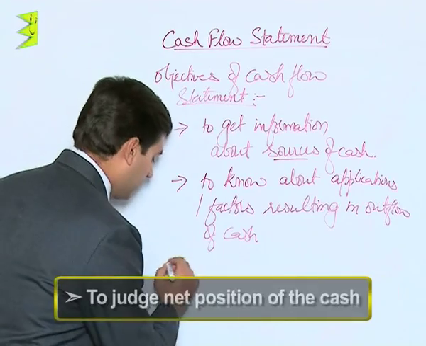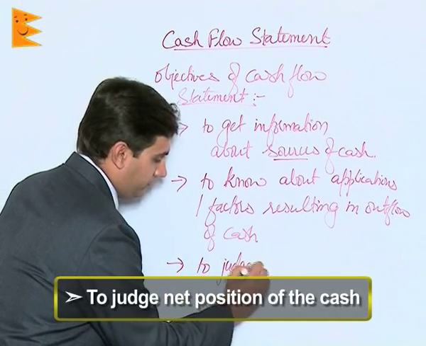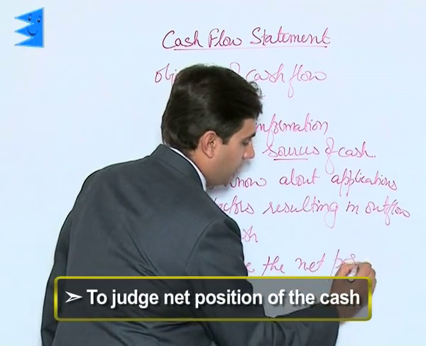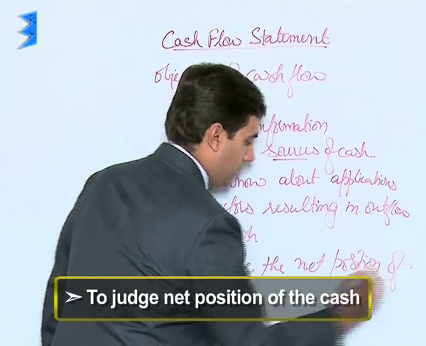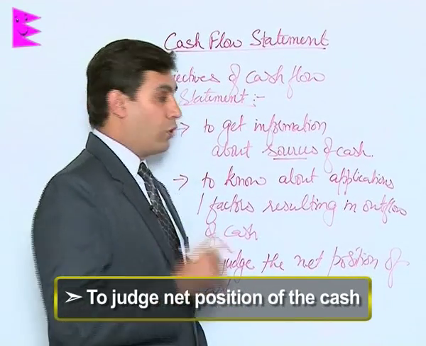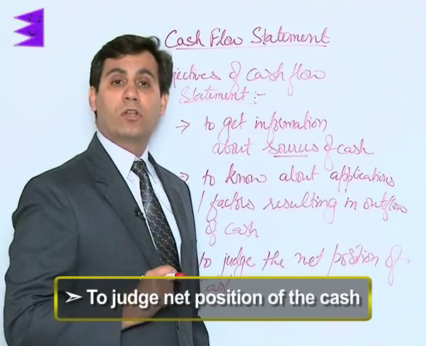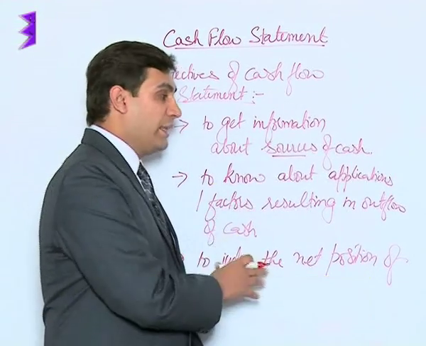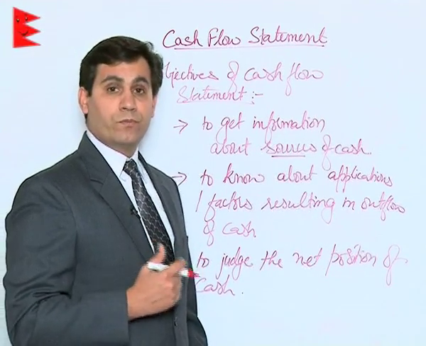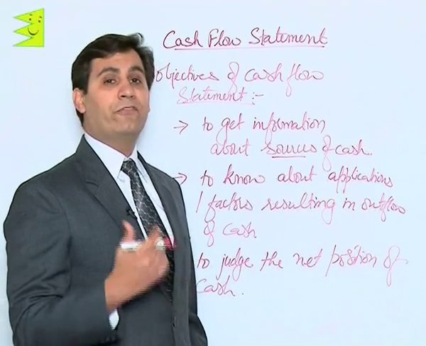Then lastly, to judge the net position of cash. That is, what are the sources? Out of these sources, deduct the applications. What is the net position of cash? How can this be utilized? So, this involves a planning part also. Once we know about the net position of cash in hand, a businessman can plan for future.